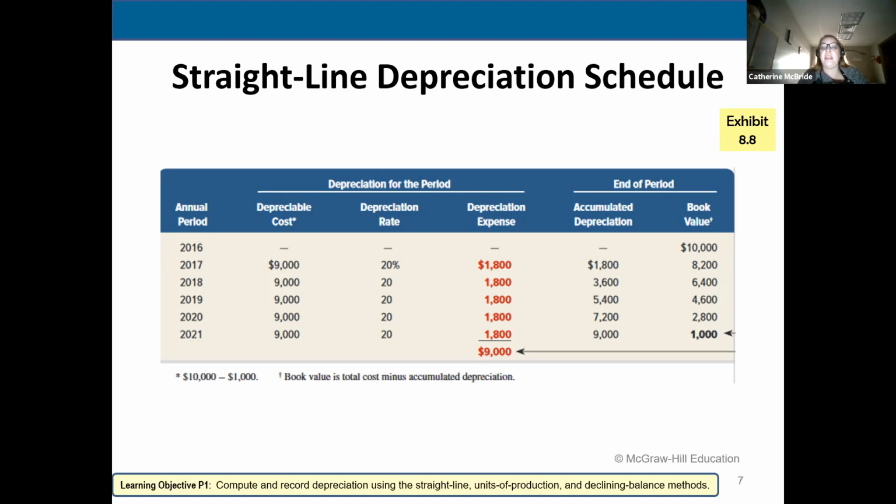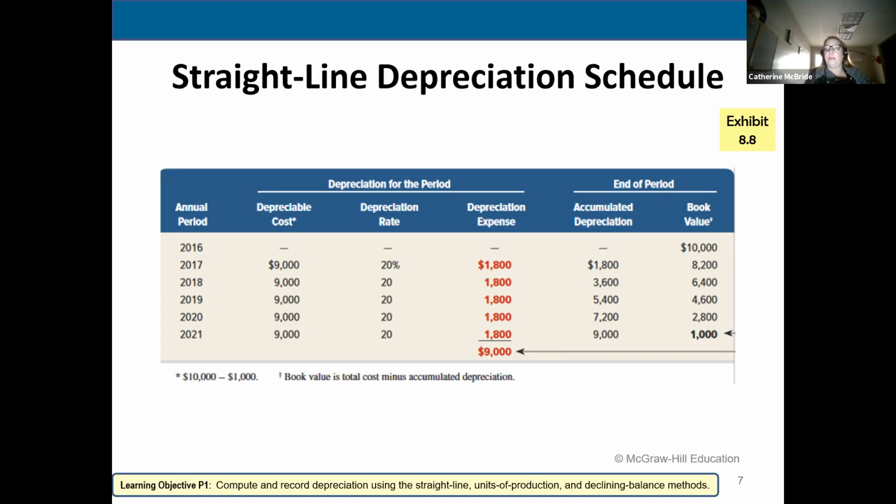In 2018, we take another $1,800, so we credit the account again. It's a contra asset. So 18 plus 18 is 36. In 2019, we credit it for $1,800 again. So 18 plus 18 plus 18 is 5,400.